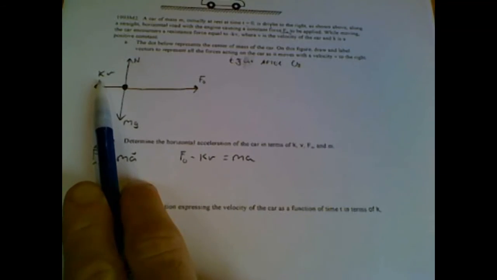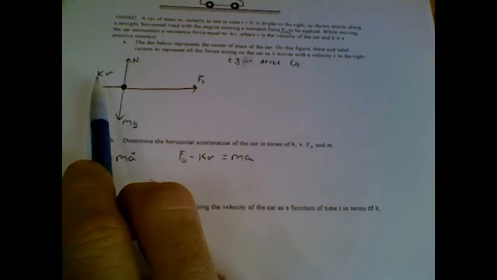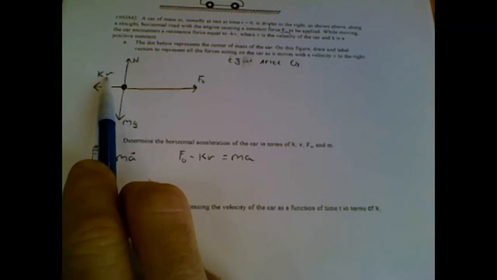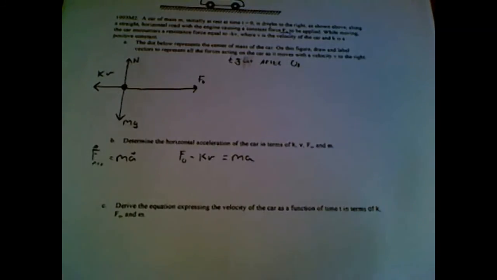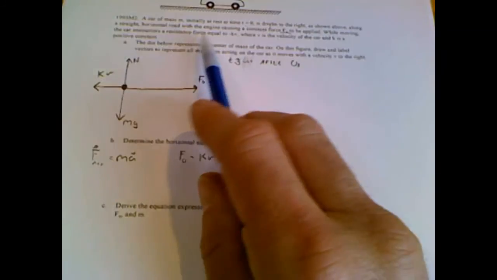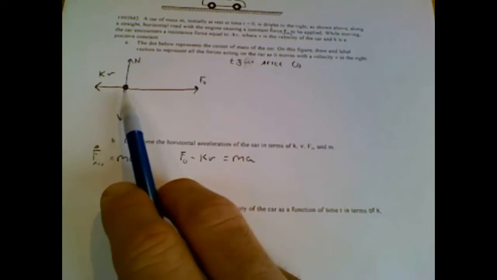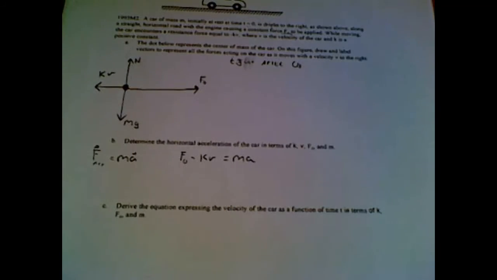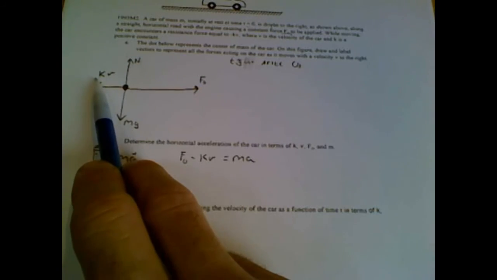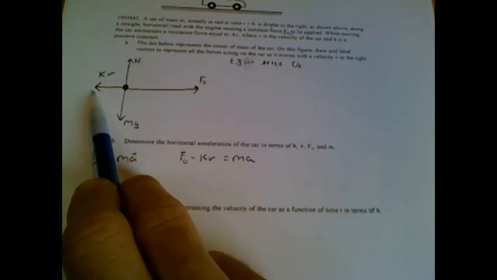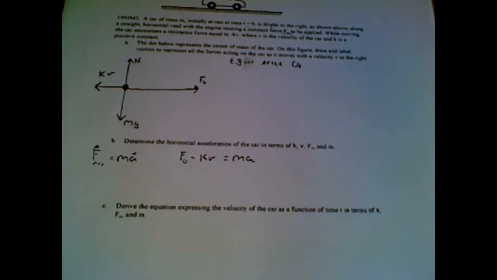I also want to go back up to this diagram real fast. Notice I did not label this negative kV, and hopefully you didn't do that either. They told us the resistance force was negative kV, negative indicating my direction. So this should be labeled as a positive kV in the negative direction. Hopefully you didn't make that mistake.